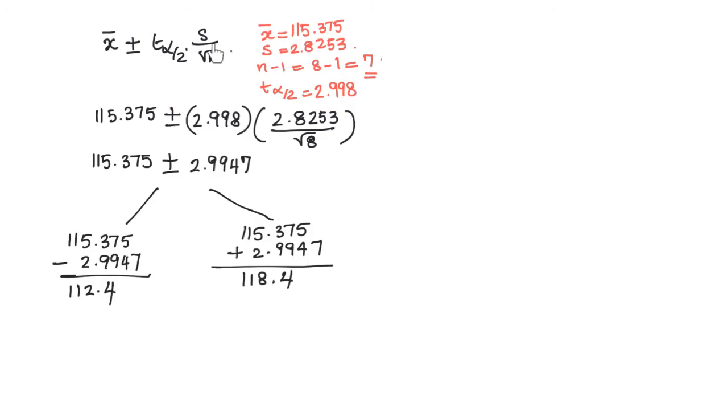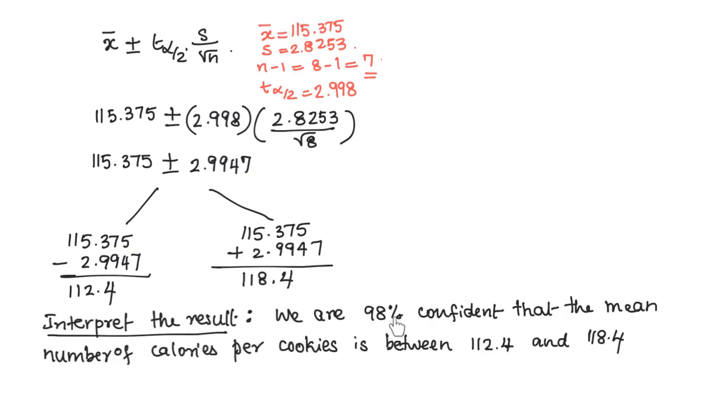Now I substituted these values and I calculated this. Since it has plus or minus, it will have two values, one with the minus sign, the other with the plus sign, and I rounded the final result to one decimal place because the sample values were whole numbers. Now we need to interpret the result. We are 98% confident that the mean number of calories per cookie is between 112.4 and 118.4.